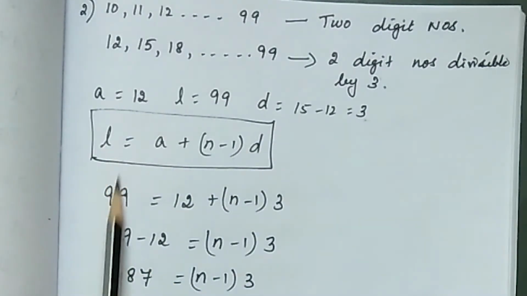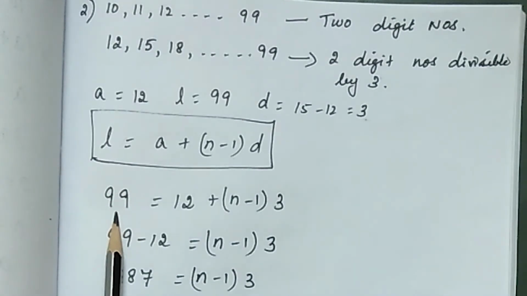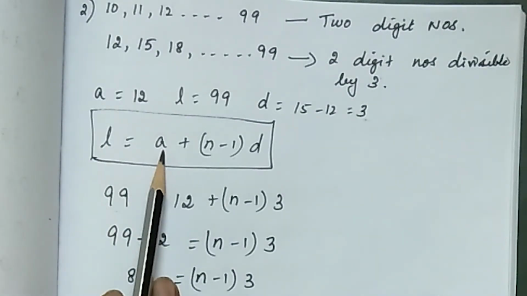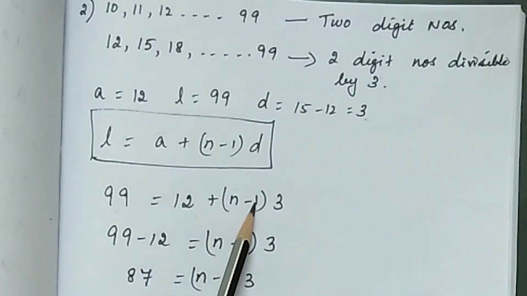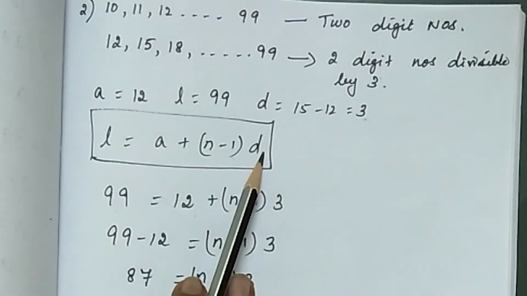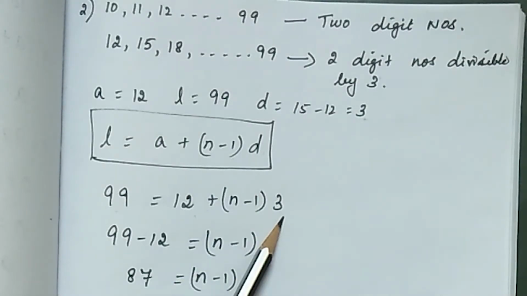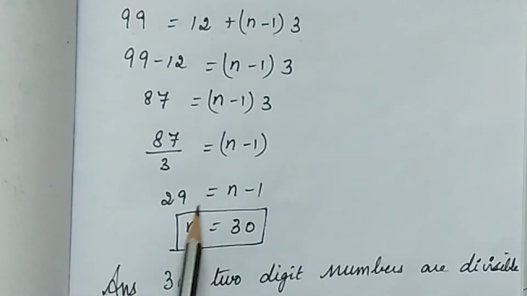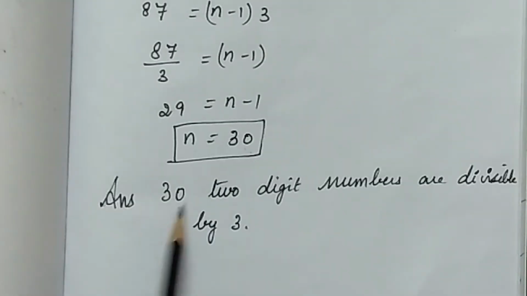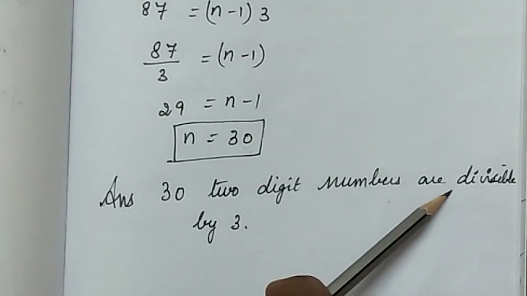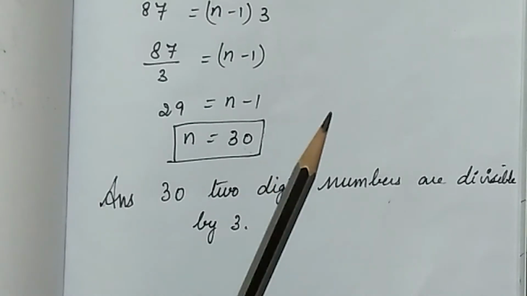In the place of L, you will write 99, the last term. And then a, we know, is 12, plus n minus 1 into common difference 3. Calculate, you will get n is equal to 30. Now write: 30 two-digit numbers are divisible by 3.